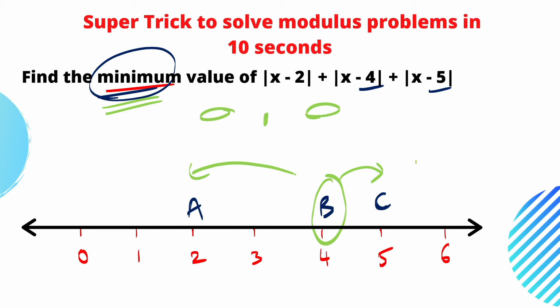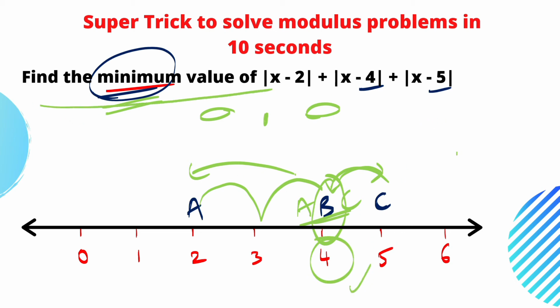1 is equal to 1. So A travels towards B, C also travels towards B, and A, B, C meet at point 4. So 4 is the meeting point, but we are asked to find out the minimum value. What is the minimum value?